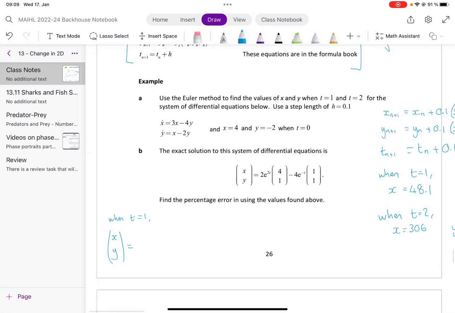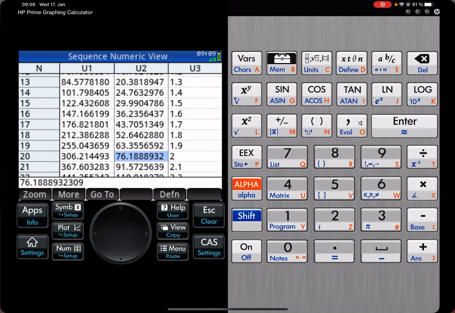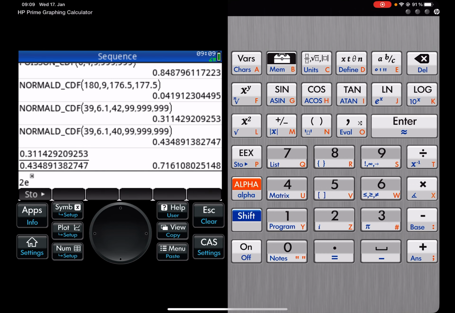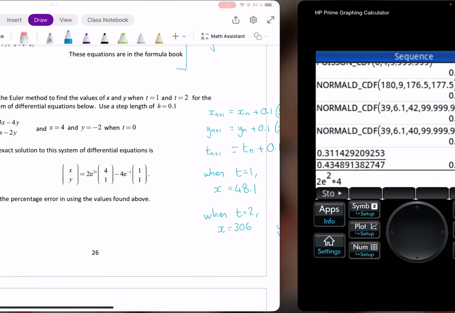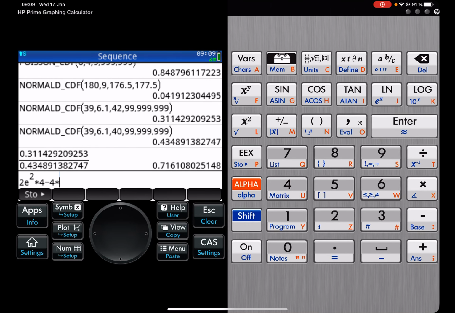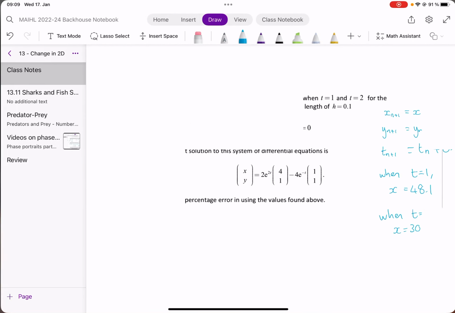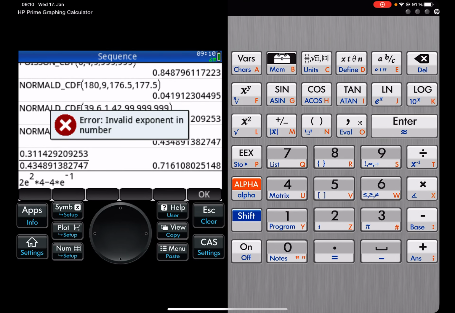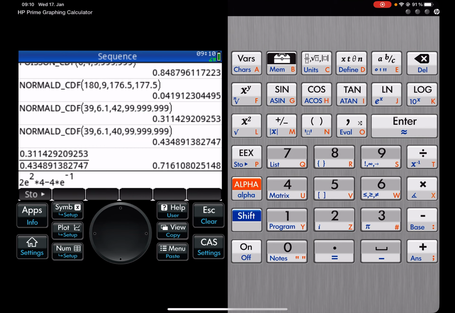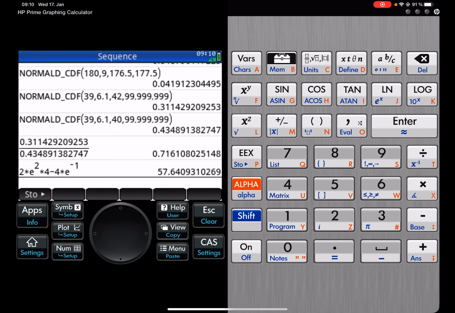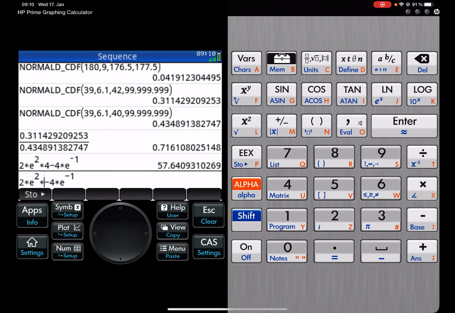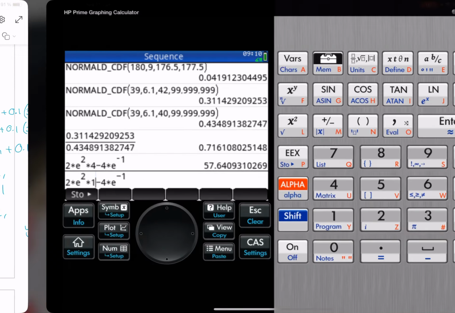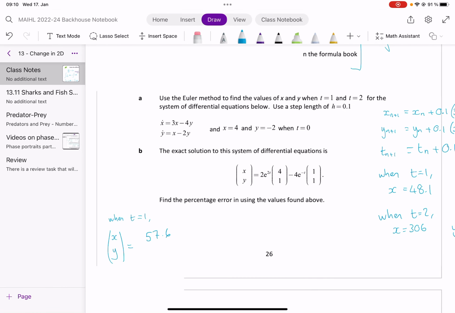So 2 times e to the 2 times 4, I'm doing the top line at the moment, minus 4 times e to the negative 1 times 1. Okay. What's wrong? Oh, I missed out this multiplication sign. Okay, so the calculator gives me 57.6 for the x value. And then for the y, I'm going to do something similar. There's a 1 at the bottom there, and there's a 1. Okay, so the y value is 13.3.